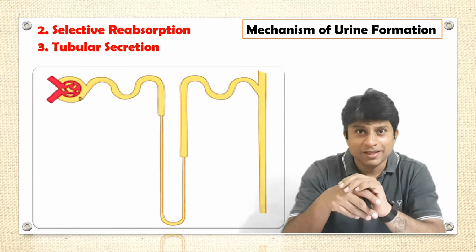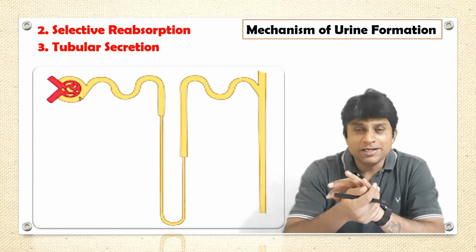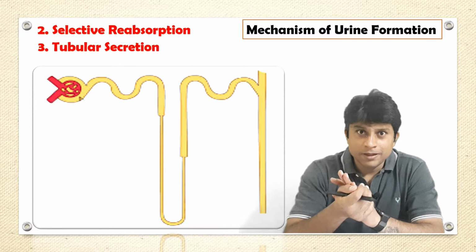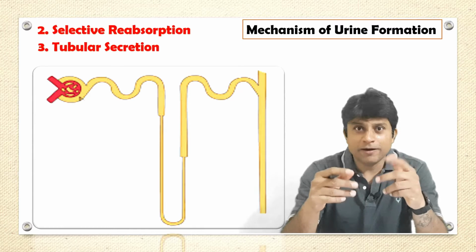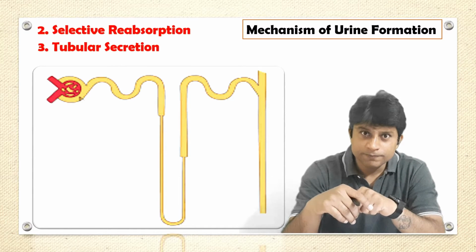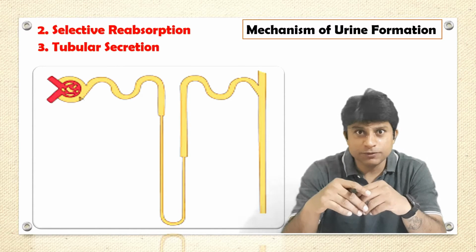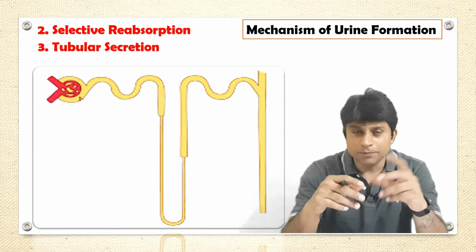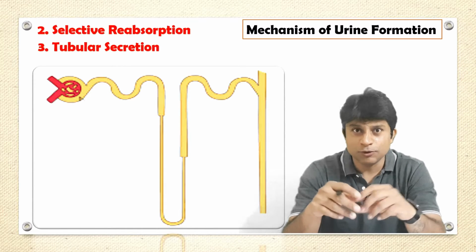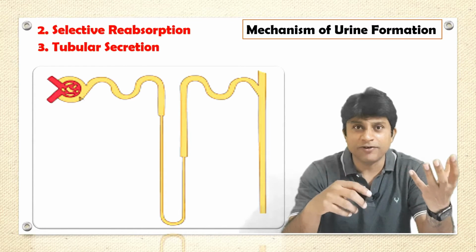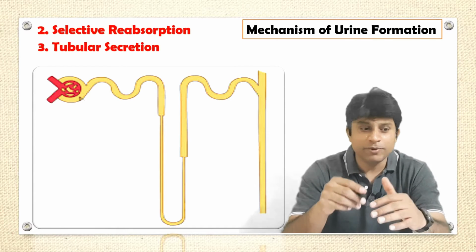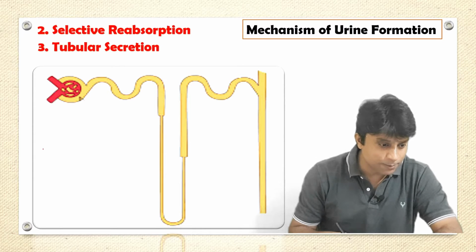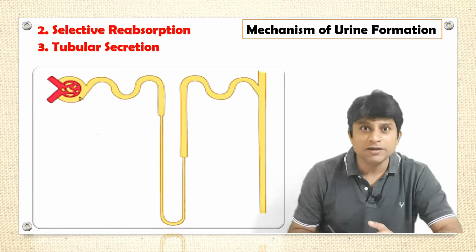Hello students, this lecture is about the mechanism of urine formation. Mechanism of urine formation involves three events: glomerular filtration or ultrafiltration, selective reabsorption, and tubular secretion. In the previous lecture, we talked about glomerular filtration, how glomerular filtrate is collected into the Bowman's capsule. So in this lecture, we'll be talking about selective reabsorption as well as tubular secretion.